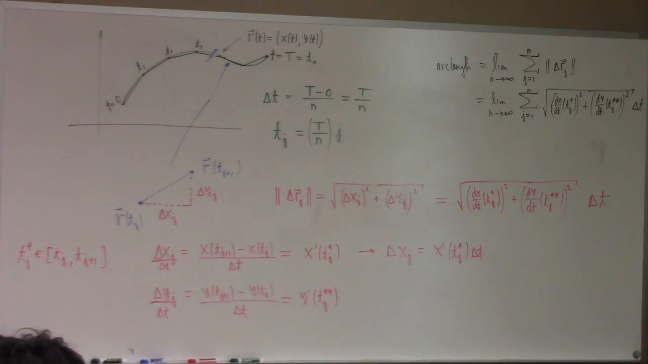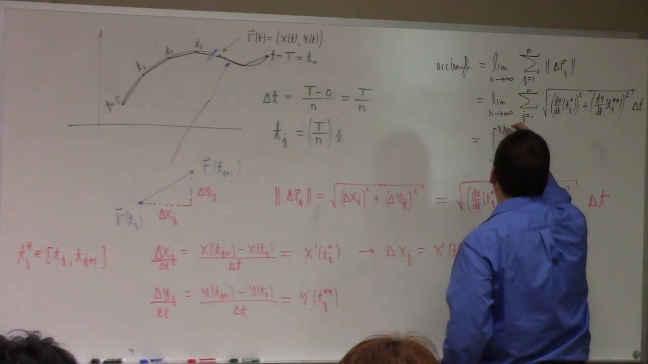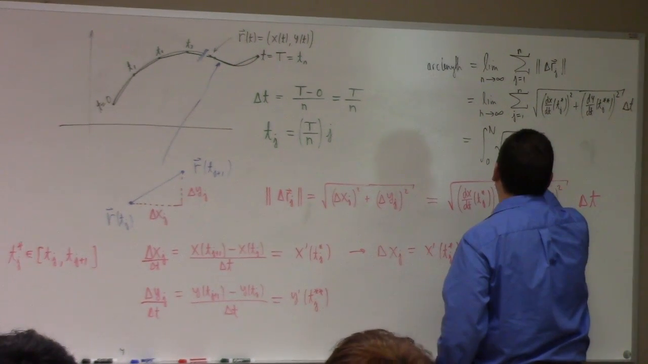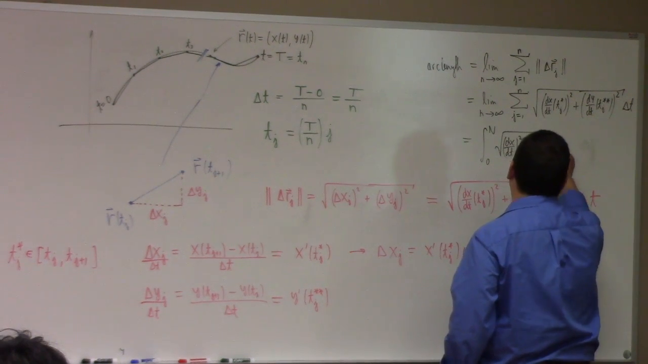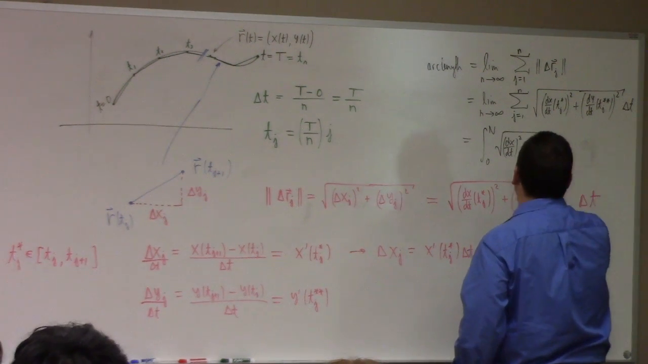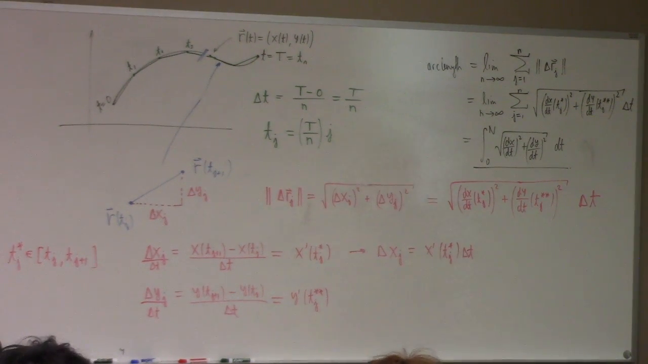Well, what is that? That's an integral, right? That is the Riemann sum. Which Riemann sum? It's the integral from 0 to n of the square root of dx dt squared plus dy dt squared dt. And there you go. This is the total arc length of the curve. So next time, we'll actually calculate some of these things for specific curves. For example, we'll show the circumference of a circle is 2 pi r, among other things.